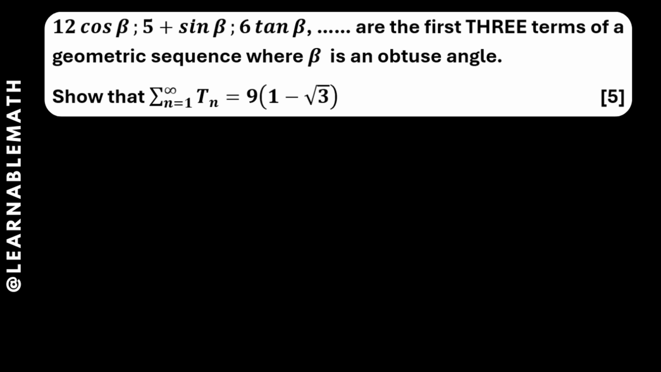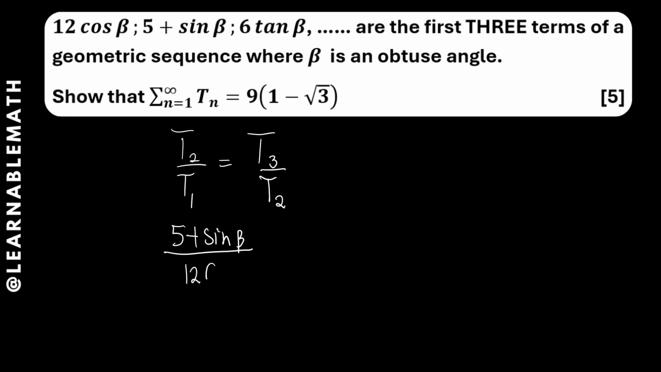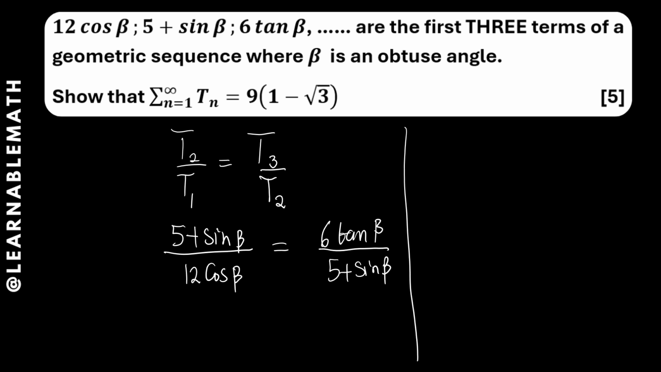Obviously we can use the idea of a common ratio in a geometric sequence: T2 divided by the previous term, which is T1, will be the same as T3 divided by the previous term, which is T2. What is our T2? Our T2 is 5 plus sine beta, divided by the first term, 12 cos beta, equals T3, which is 6 tan beta, divided by T2, which is 5 plus sine beta. Then we can go and cross multiply and solve for beta.